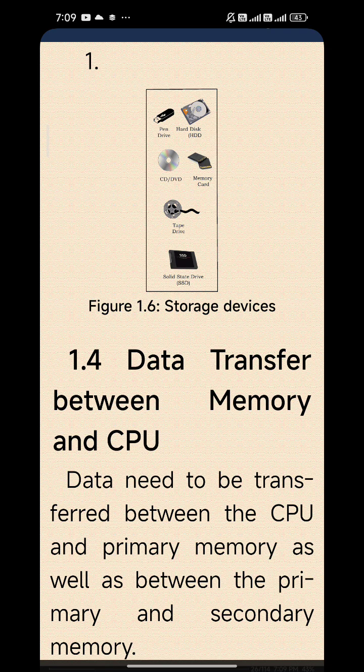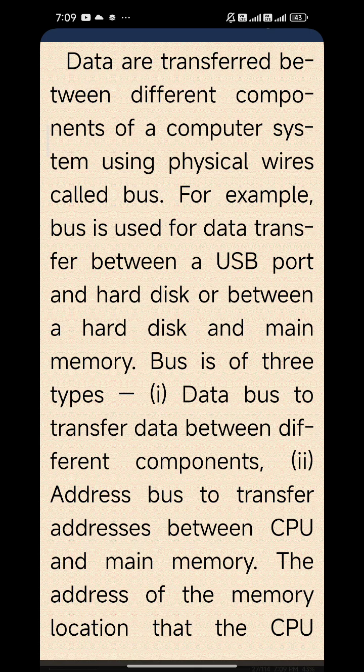1.4. Data transfer between memory and CPU. Data needs to be transferred between the CPU and primary memory as well as between the primary and the secondary memory. Data transfer between different components of a computer system uses a physical wire called a bus. For example, a bus is used for data transfer between a USB port and a hard disk or between a hard disk and main memory. Bus is of three types.